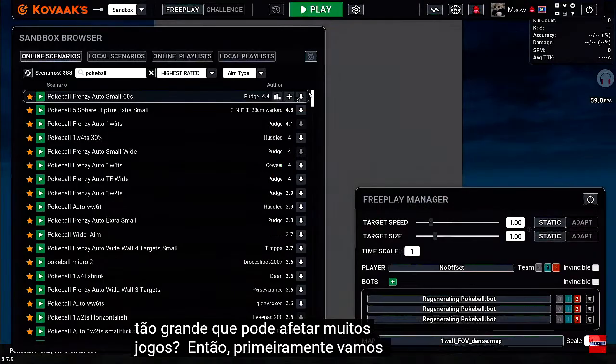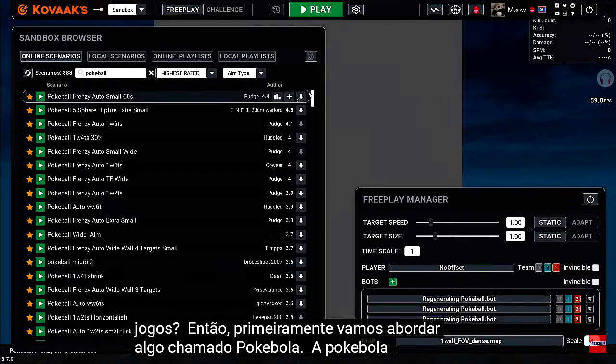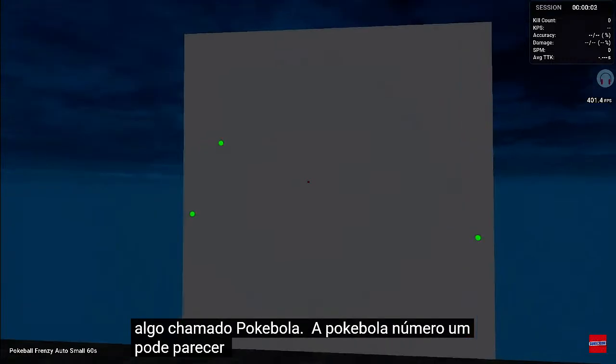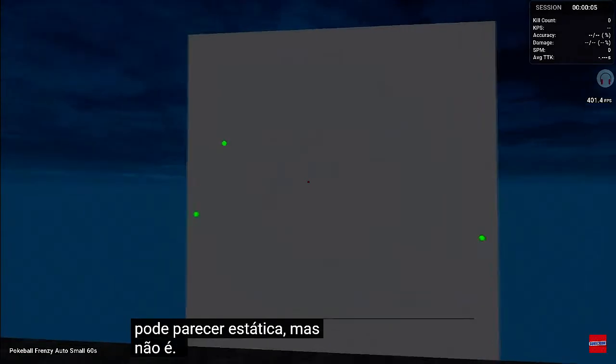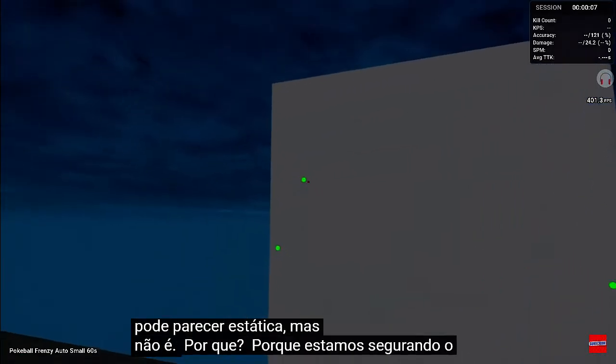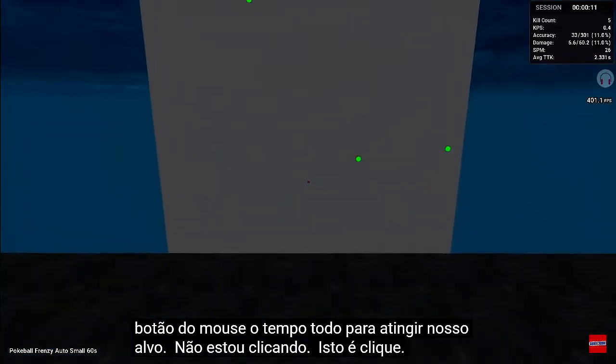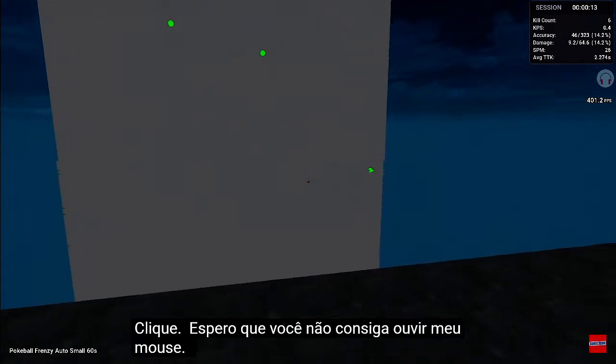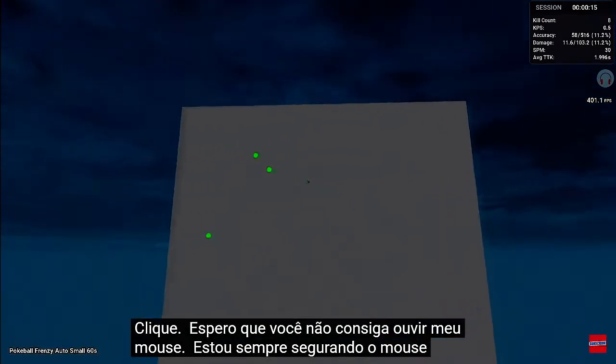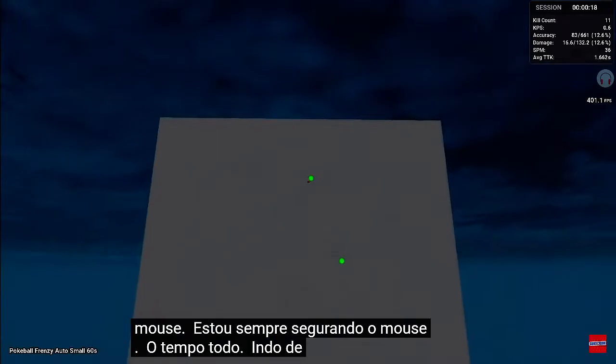So firstly, we're going to cover something called pokeball. Number one, pokeball may look like static, but it's not. Why? Because we're holding down mouse 1 all the time to reach our target. I'm not clicking. This is click. Click. Hopefully you can hear my mouse. I'm holding down my mouse 1 all the time, going from target to target.